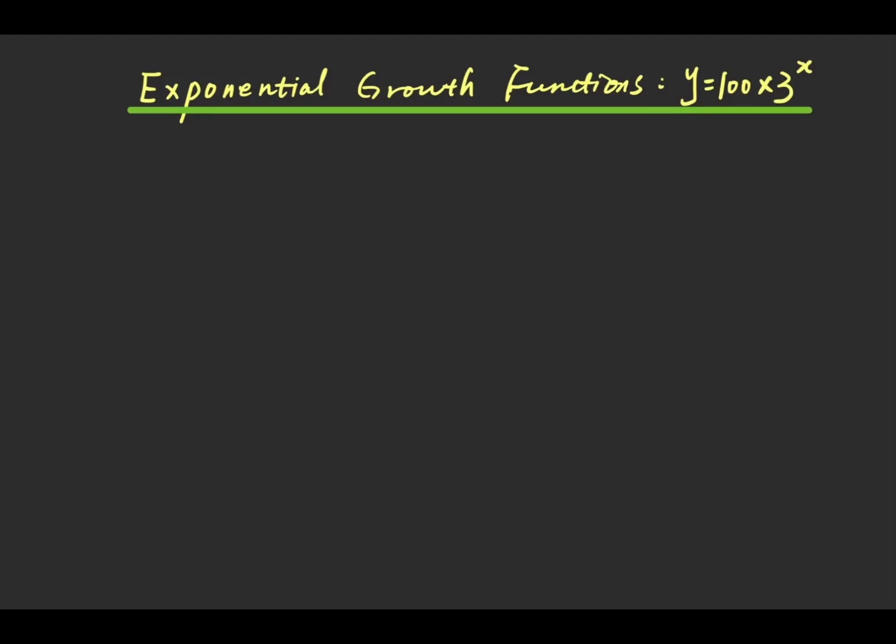From the previous discussion, we have known for the exponential function y equals a times b raised to x, if this b, the base, is greater than 1, this function will be increasing. We say this kind of function is an exponential growth function. So next we will examine the property of the increasing exponential function. First, let's use some specific values to demonstrate the property of this exponential growth function.